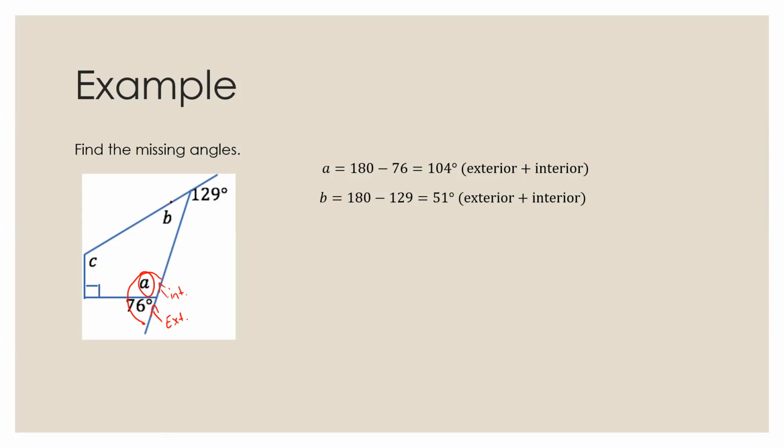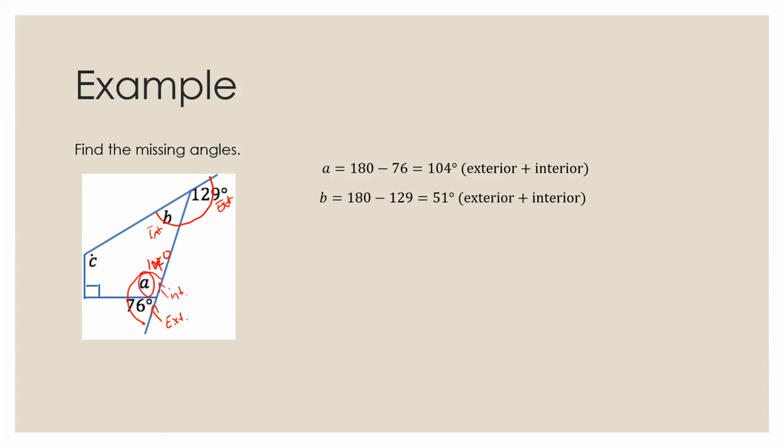Angle B I can easily find because once again, I know that these two angles, the interior one, which is B, and the exterior one, which is 129, will have to add up to 180. So because they have to add up to 180, and I already know the one exterior angle, I simply subtract off 129, which gives me 51 degrees. So now that I know these two angles here, it's getting a little bit easier. This is 104 degrees. This is 51 degrees.